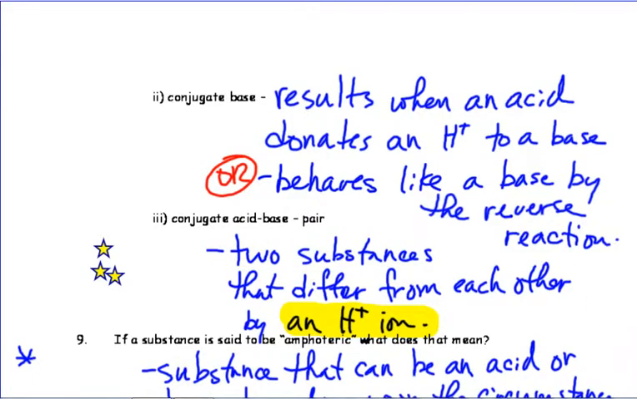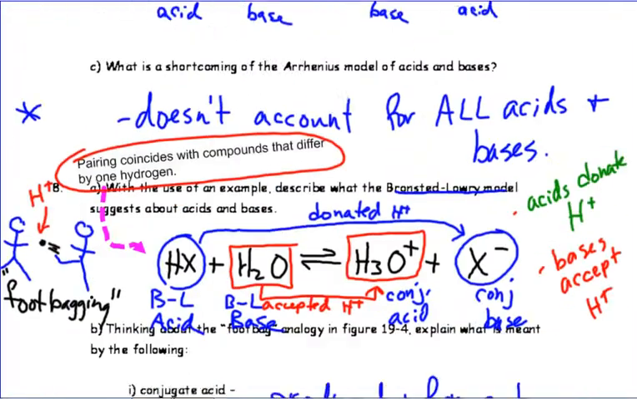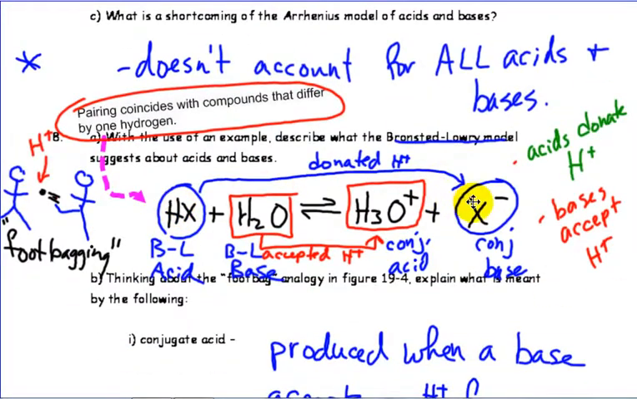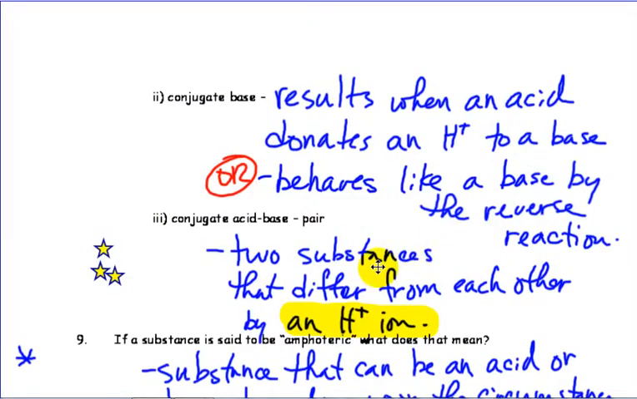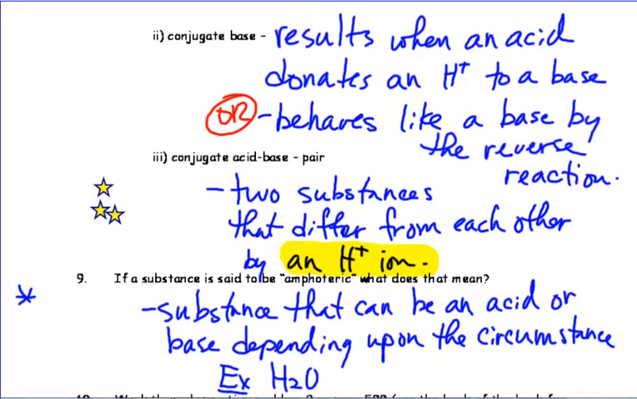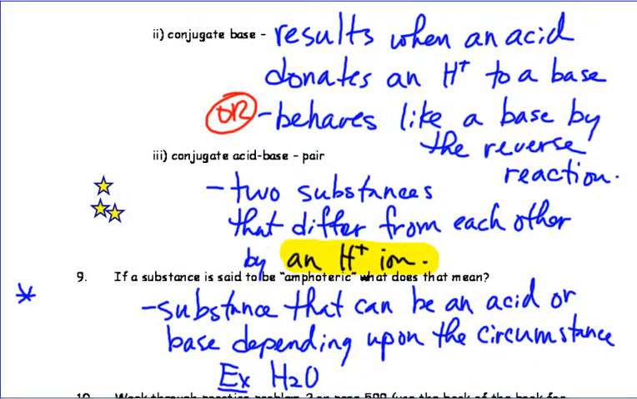And of course the pairing that I did here, pairing this HX with this X, I paired them because they differed by just a hydrogen ion. So two substances that differ from each other by simply an H ion being added or an H ion being taken away.